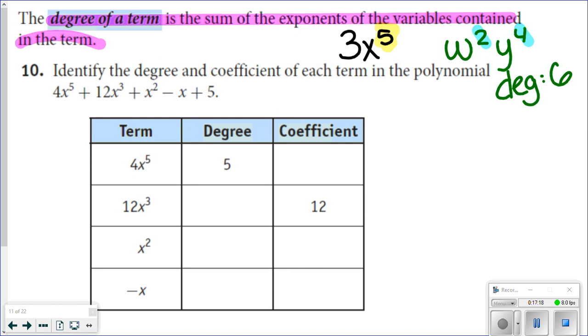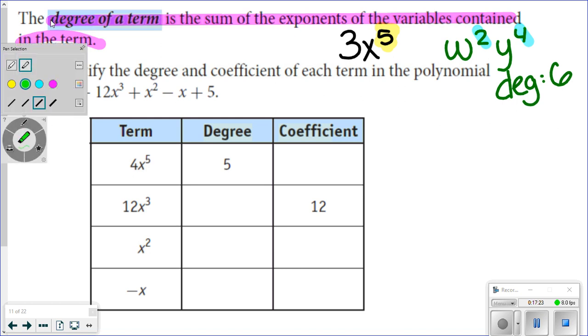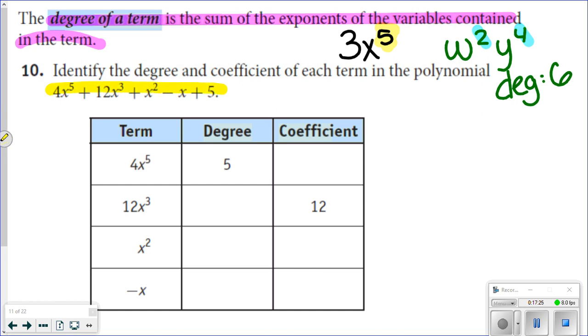In the table below, we are looking at this long polynomial. What we are going to do is identify the degree and the coefficient of each term in this polynomial. The first one is done for us. My exponent is 5, so my degree is 5. And you can fill in the coefficient. The number out in front is 4.